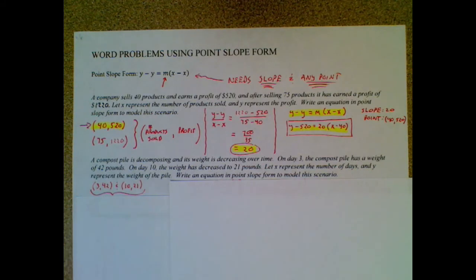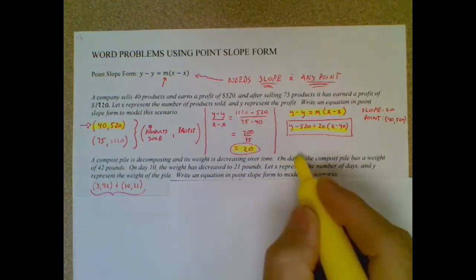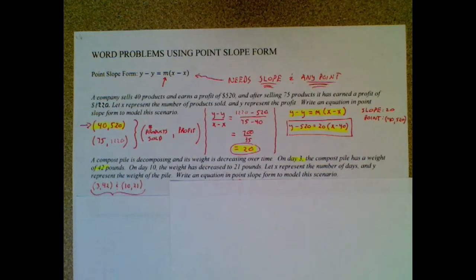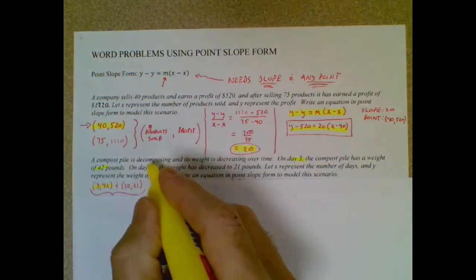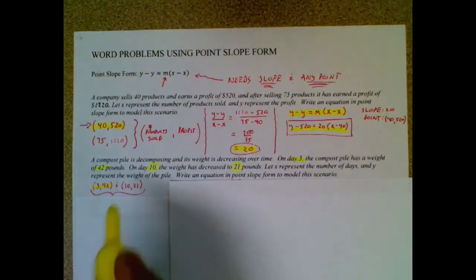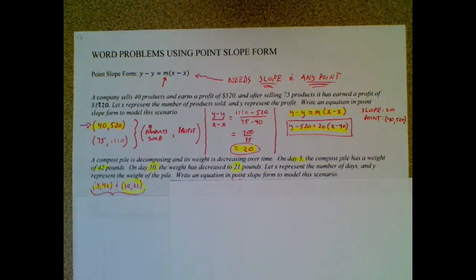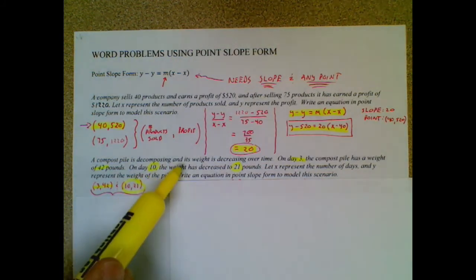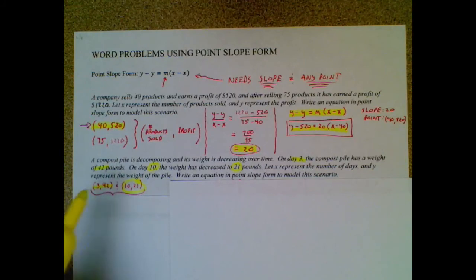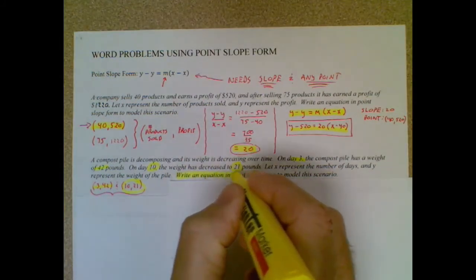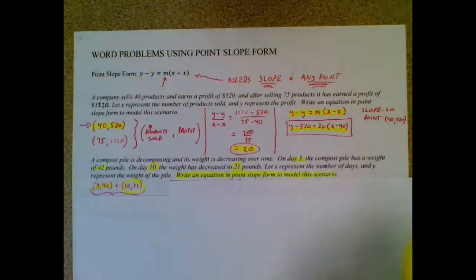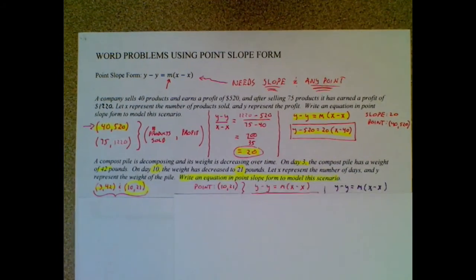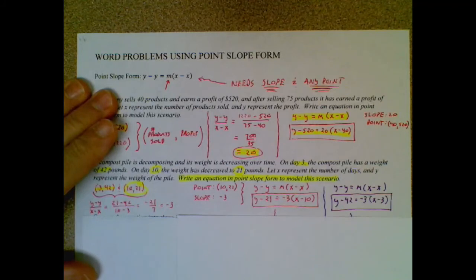Okay, so as I went through here, I saw that on day 3, we had 42 pounds in the compost pile. That's an ordered pair. On day 10, we had 21 pounds in the compost pile. That's another ordered pair. So it's kind of weird and unusual. You probably haven't done this much before, reading through a scenario and coming up with two ordered pairs to represent the scenario. So once you have those two ordered pairs, you can go ahead and get that clunky equation.